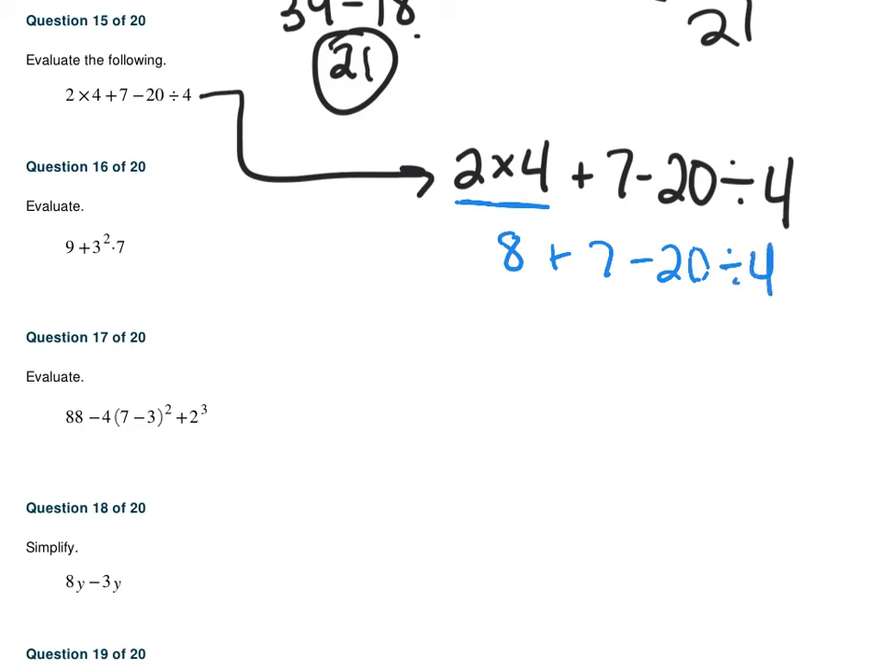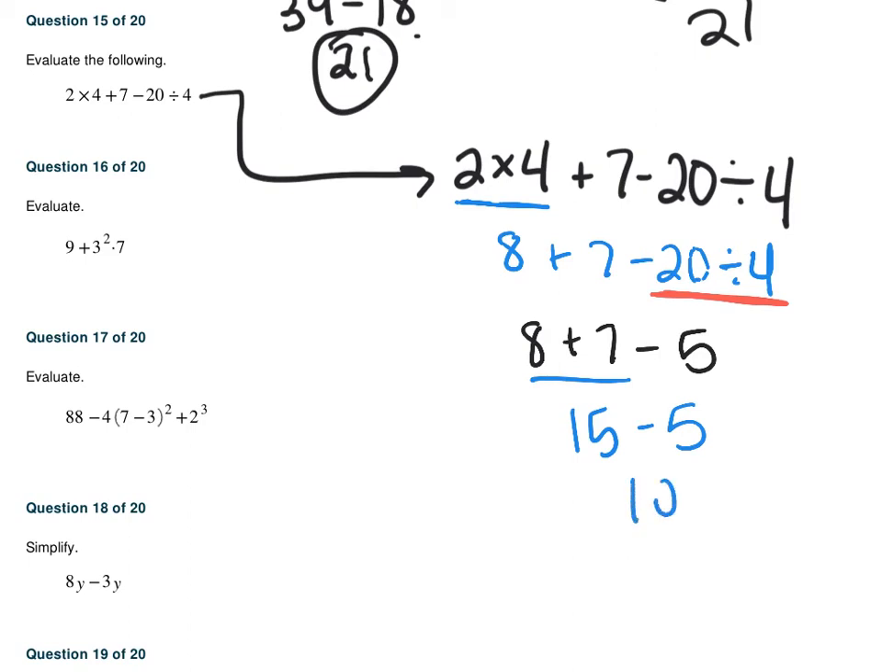Then I go to that same step I just stopped with. Is there any more multiplication or division? Yes. 20 divided by 4. So I have 8 plus 7 minus 5. 20 divided by 4 is 5. And then now, any more multiplication or division? No. Now it's adding and subtracting, whichever comes first from left to right. 8 plus 7 is 15. Take away 5, 15 take away 5 leaves us with 10.